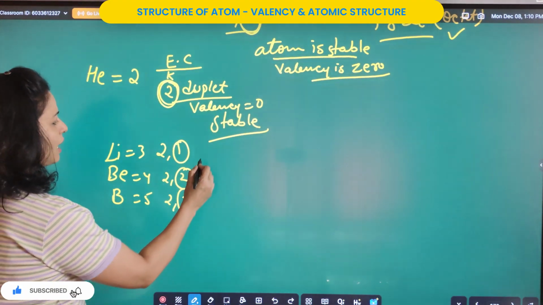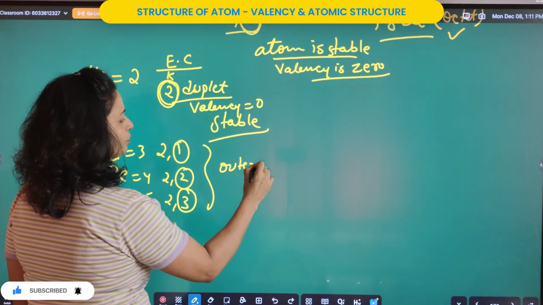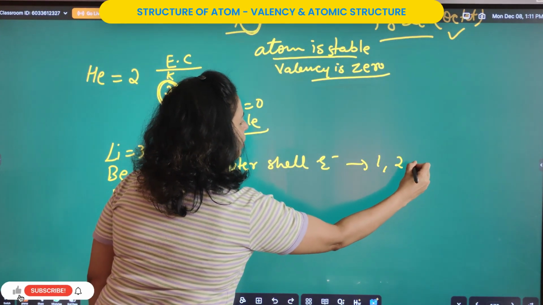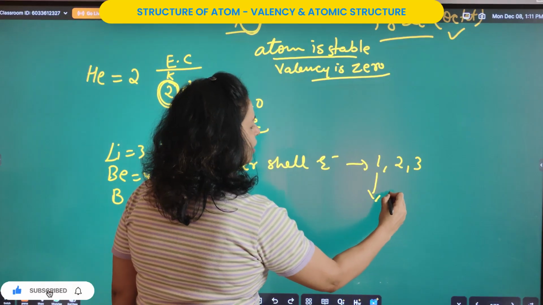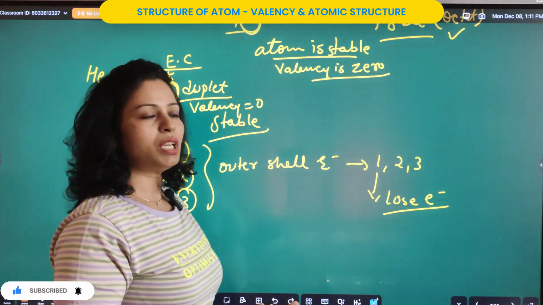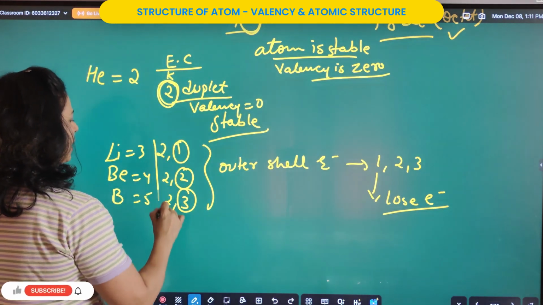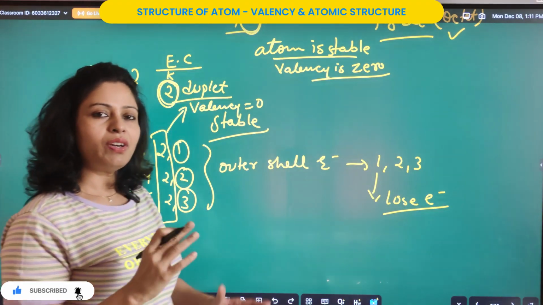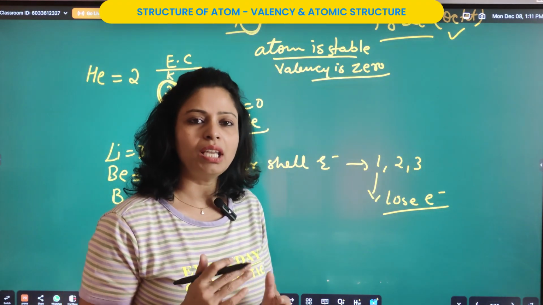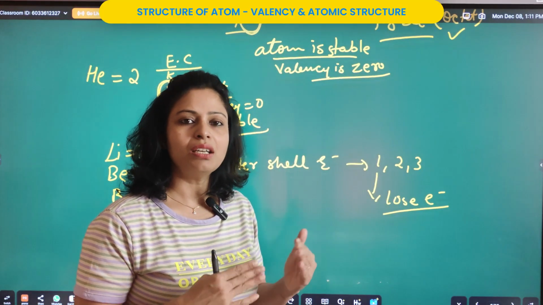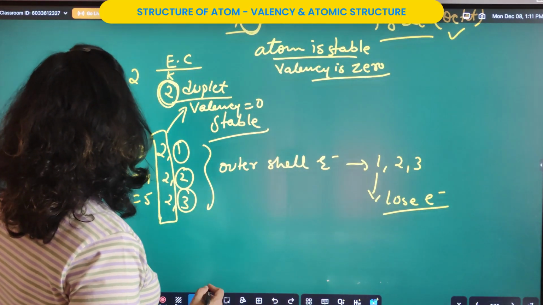So when the elements have 1, 2 or 3 outer shell electrons, they always lose electrons. They will always lose electrons to become like helium. Whenever an atom is losing or gaining electrons, they want to attain the stable electronic configuration of the nearest noble gas. Now this helium is a noble gas.